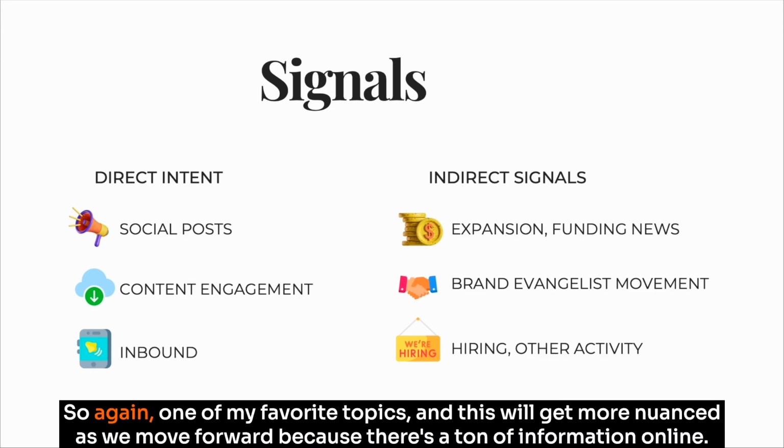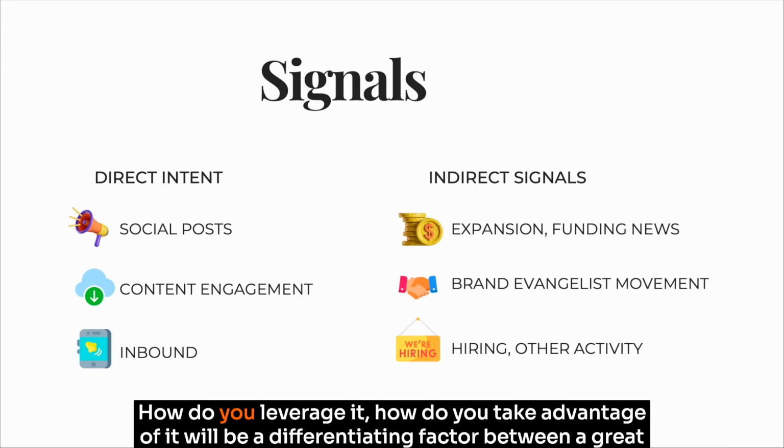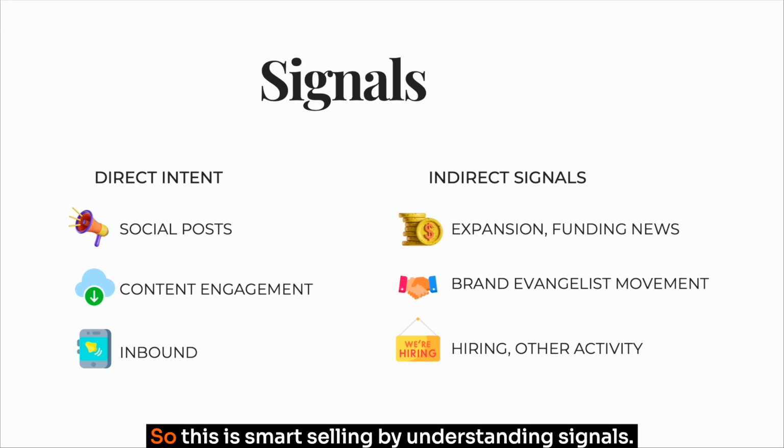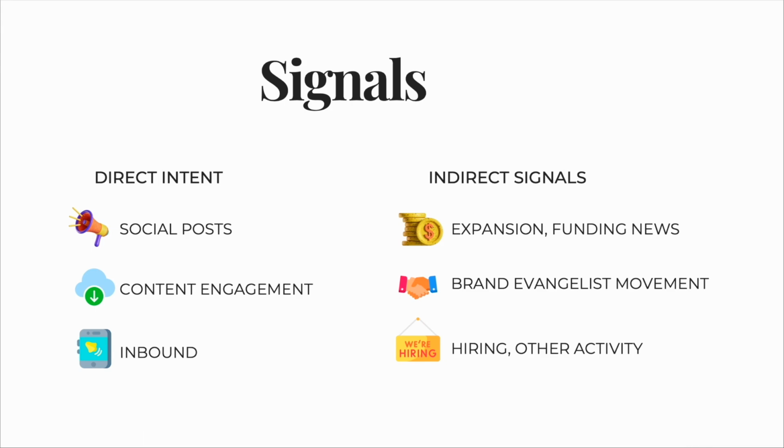So again, one of my favorite topics, and this will get more nuanced as we move forward because there's a ton of information online. How do you leverage it? How do you take advantage of it? It will be a differentiating factor between a great salesperson and somebody who's trying to explore and figure things out and taking up a lot of time in that. So this is smart selling by understanding signals.